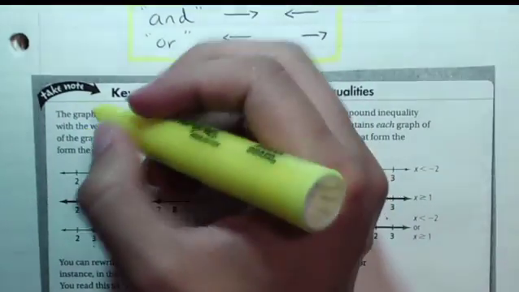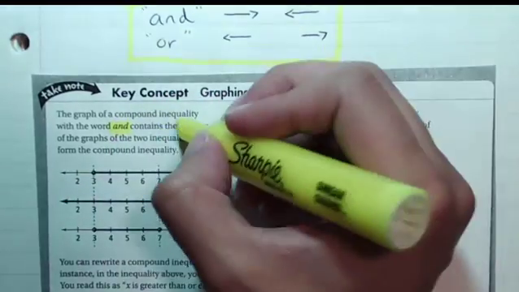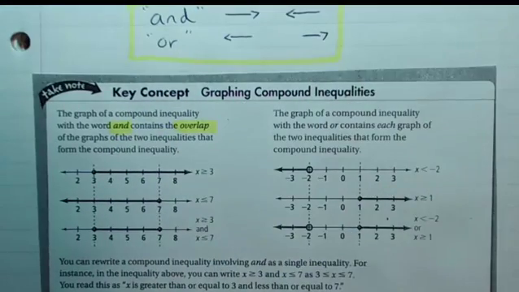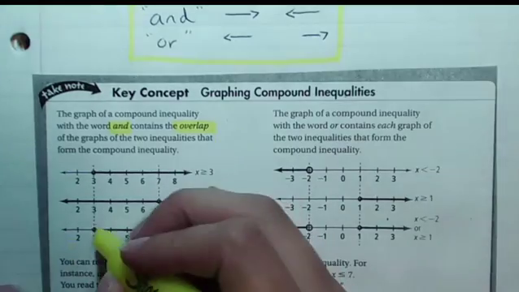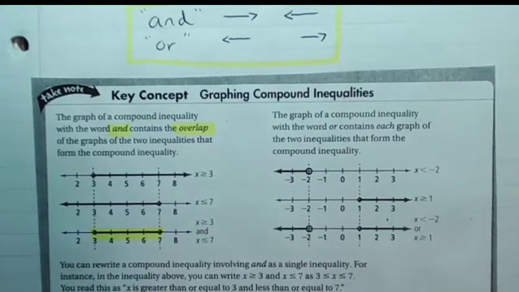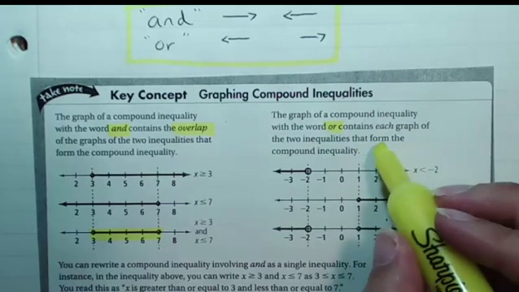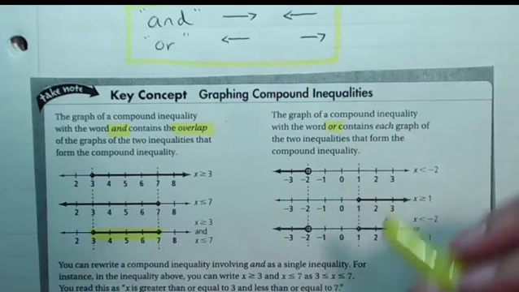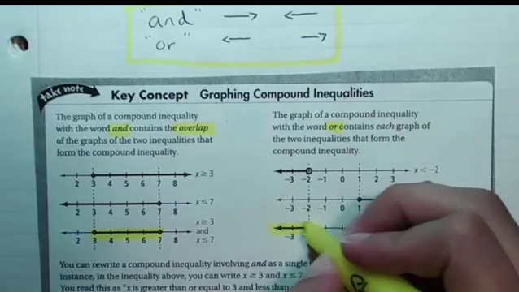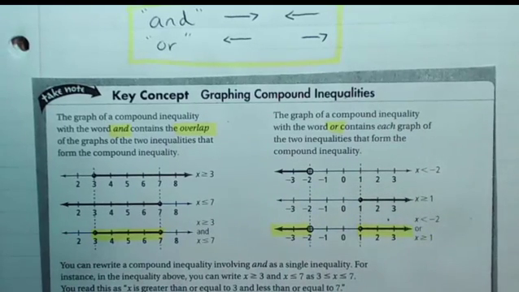Okay, so for instance, here's a compound inequality with the word and, they overlap. So our answer is going to have an overlapped shaded region. If it's an or, okay, each graph of the inequalities is separated. So that's why we end up having two separate shaded areas when it comes to the word or.